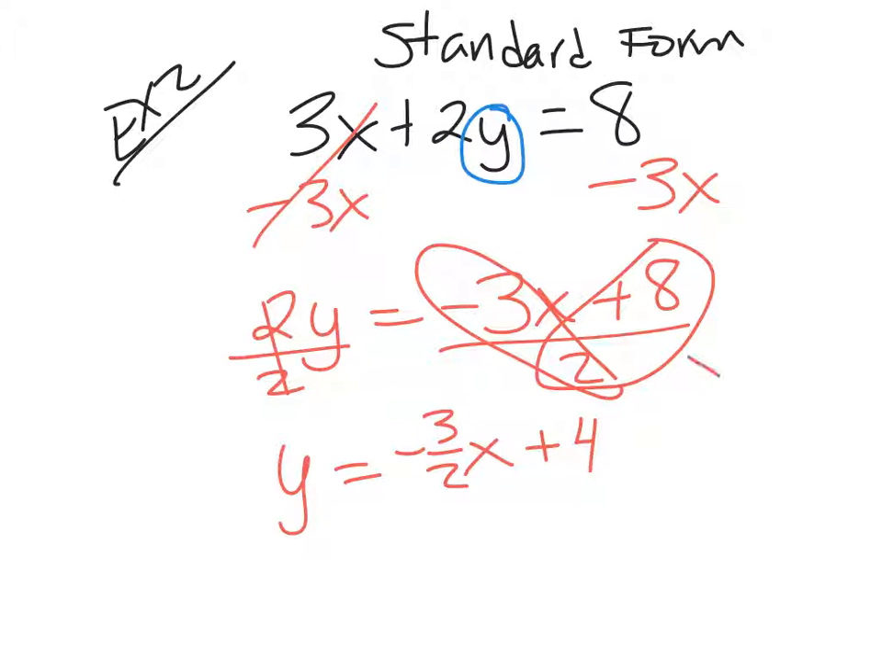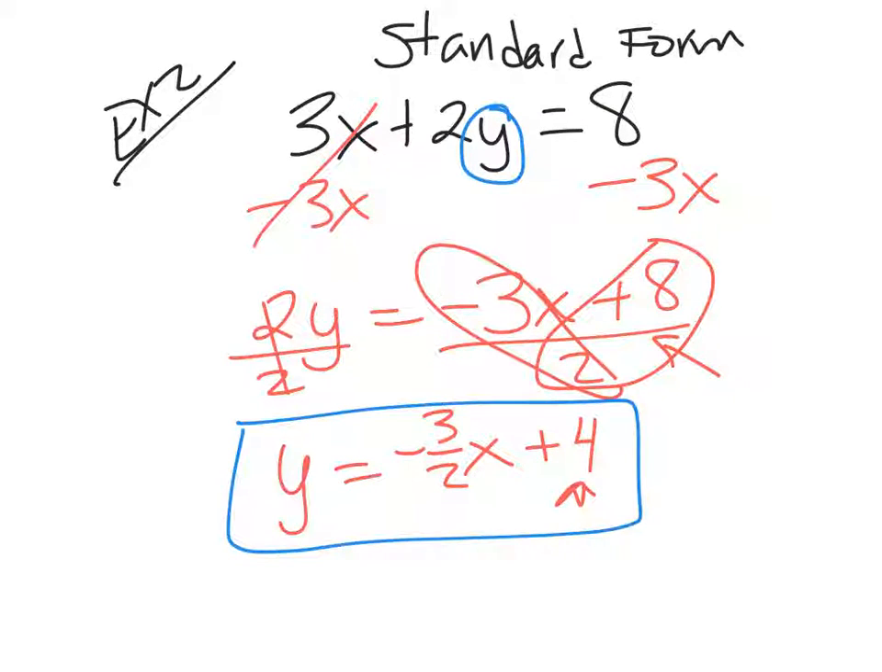But you can simplify this side because it's an even. So we simplify that into the 4, and we leave the slope as negative 3 over 2. So this is considered your answer. And that's slope-intercept form. Once you have it in that form, you could graph it.